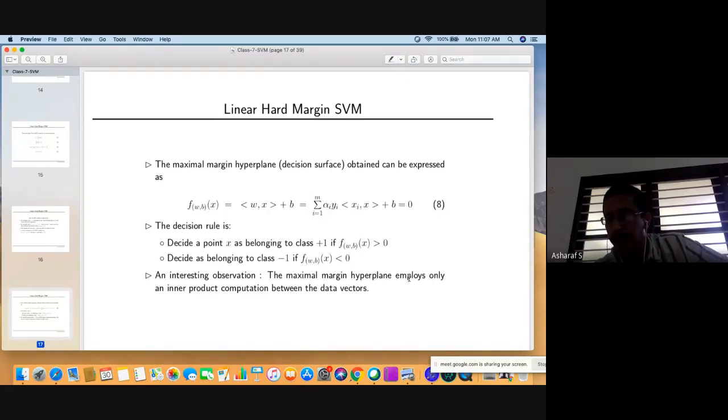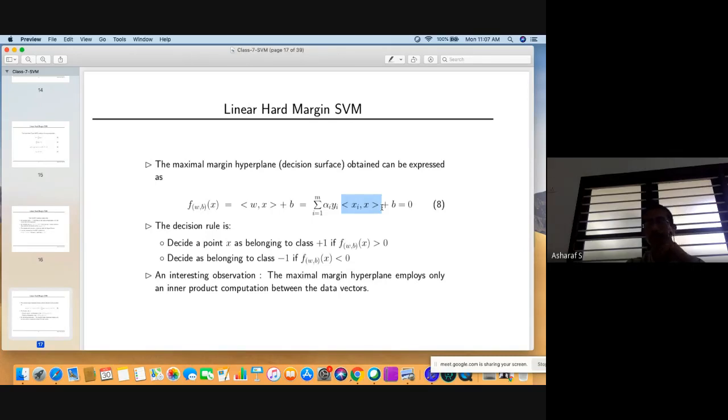Essentially, the maximal marginal hyperplane employs only an inner product computation between the data vectors. The hyperplane that you have identified essentially uses a dot product computation between the training points and the test point. So the essential computation involved in terms of the data, the actual x, is nothing but a dot product computation. This is a very interesting observation. The only way in which the data points participate in defining the maximal marginal hyperplane is with this dot product computation of the incoming point and the training points for which the alpha is non-zero, right?